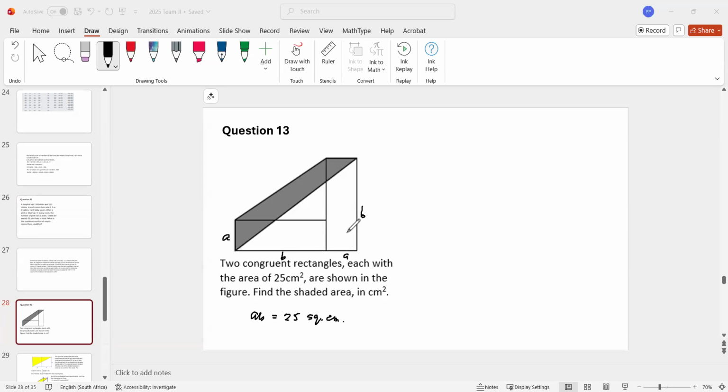So how do we find the shaded area? It's a trapezium. You can see these two lines are parallel. And the area of a trapezium is half base times the sum of the parallel sides.